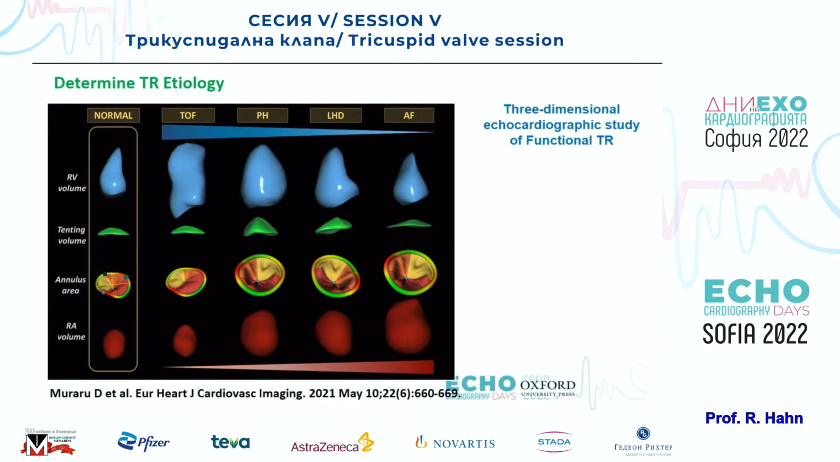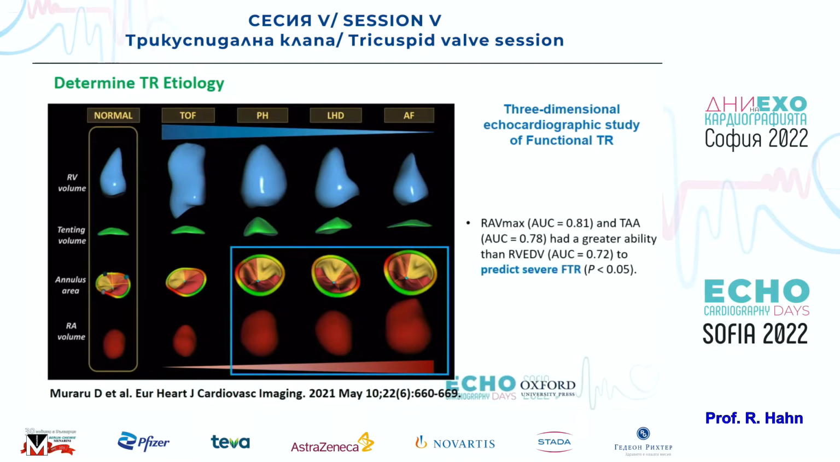When we look at secondary TR, we can further characterize the morphology, as we've been discussing already. We learned from this study by Denise Muraro that what ends up defining severity of TR is indeed right atrial volume and tricuspid annular area. In patients with what is now termed ventricular functional disease, you can see that the ventricle is dilated, pulling away the papillary muscles and therefore tethering the leaflets. This is the tenting volume of the tricuspid valve leaflets.